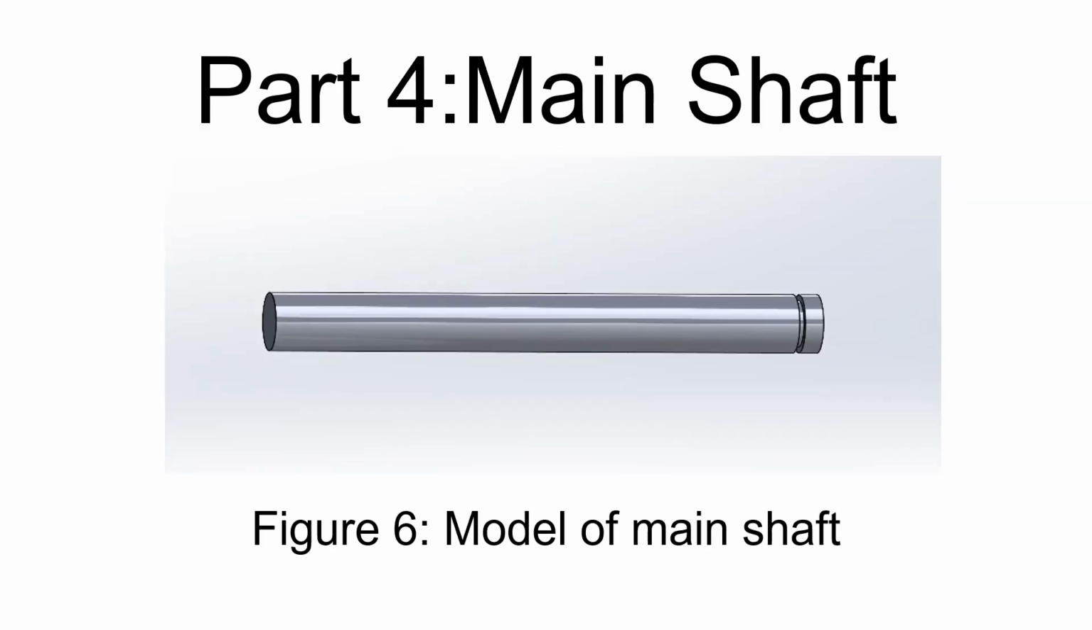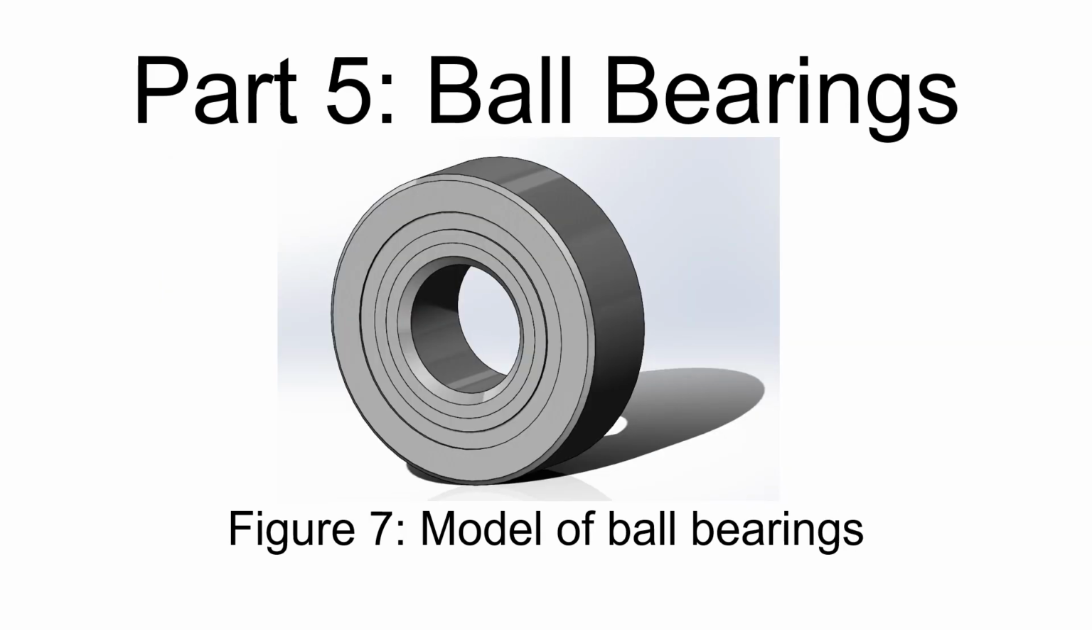Part 4 of our SolidWorks project. So this is the main shaft. This sits right in the middle of the nacelle when it's mirrored. Practically, this is used for the connection of the ball bearings to the blade hub. This is our ball bearing.